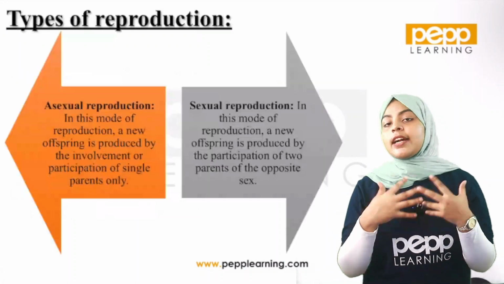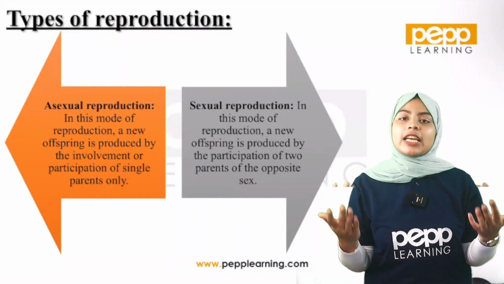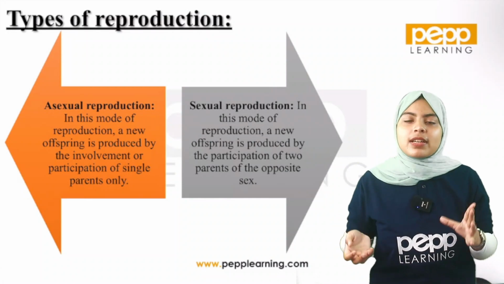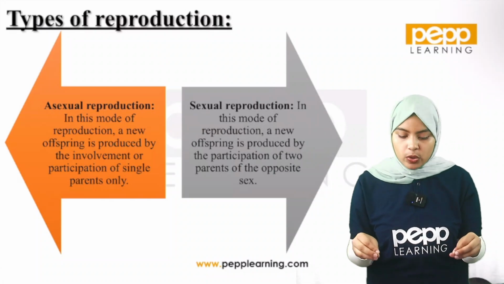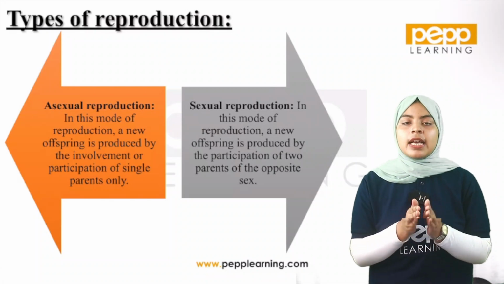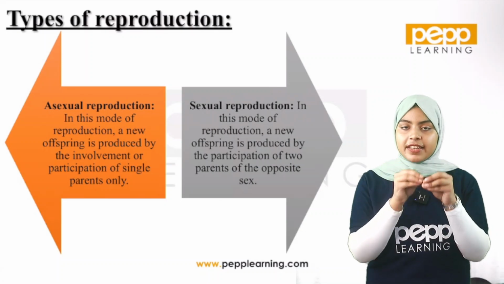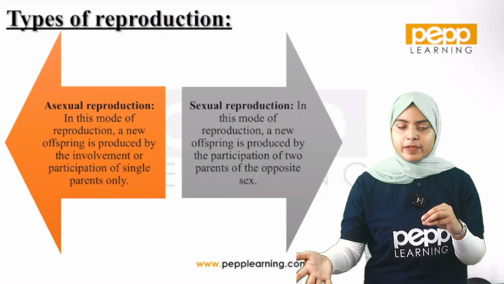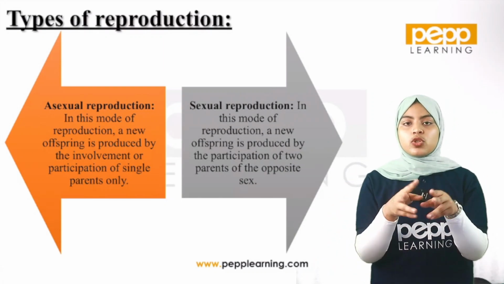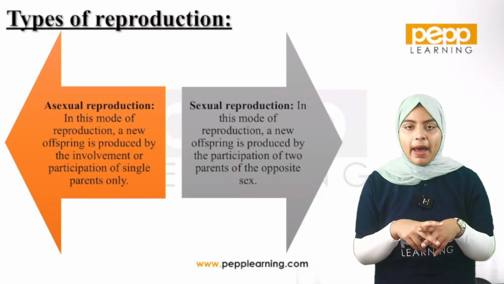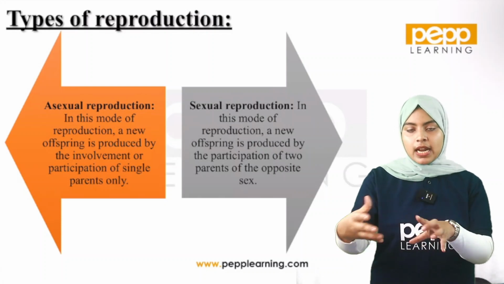So there are two types of reproduction. First there is asexual reproduction, then there is sexual reproduction. So what is asexual reproduction? Asexual reproduction means a new offspring is produced by the involvement of a single parent, which means that a single parent divides and an offspring is produced. That is asexual reproduction. This means there are no two gametes or sexual contact of two parents. Only one parent is involved, which divides and an offspring is born.